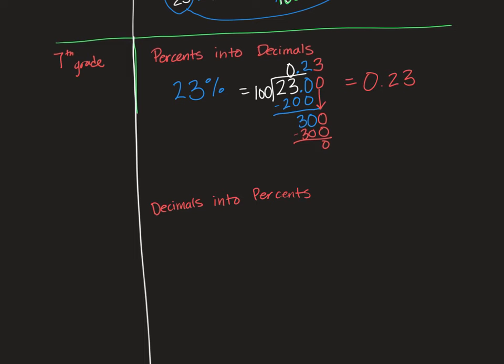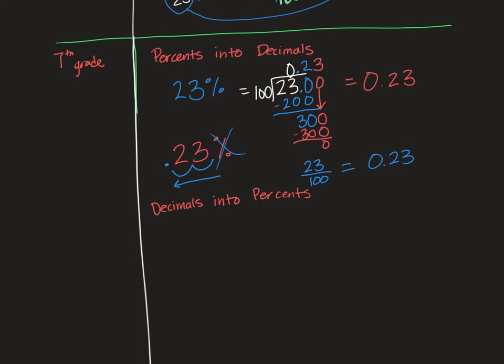Or you can just drop the percentage. You can drop the percentage and move this decimal place 2 places to the left. So you don't have to do this division every time. You could just know that what's going to end up happening is it's 23 out of 100, 23 cents out of every 100 cents. So 23 out of 100, and you know that that's 0.23.